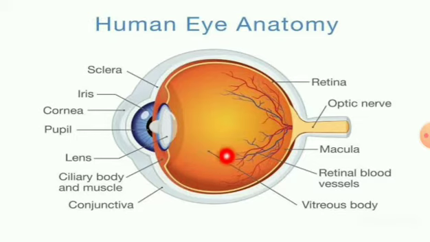Next, vitreous body. It is a semi-solid, transparent, jelly-like substance that covers the interior portion of the eye. It plays an important role in maintaining the shape of the eye and also causes refraction of light before it reaches the retina. These are the roles of vitreous humor. Students, we will discuss the eye in detail in our higher classes.